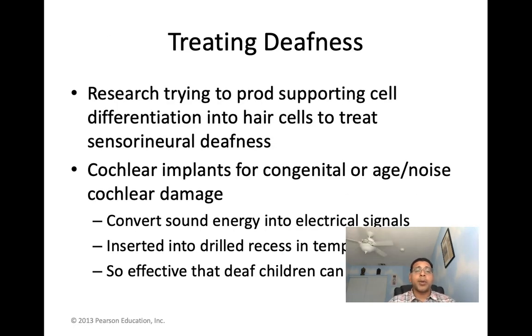And then last, we can talk about treating deafness. Research is trying to prod supporting cell differentiation into hair cells to treat sensory neural deafness. We also have cochlear implants for congenital or age or noise cochlear damage. What the implants do is convert sound energy into electrical signals. They're going to be inserted into drilled recesses in the temporal bone. And they're so effective that deaf children can learn to speak.